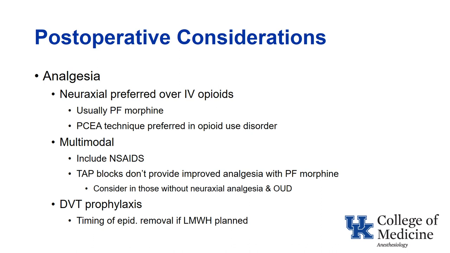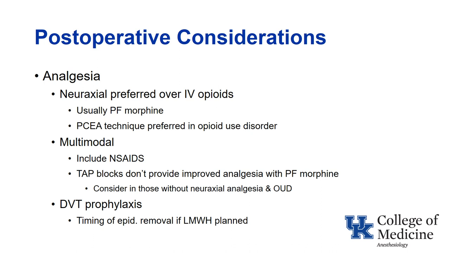Now, in addition to the use of preservative-free morphine, another important part of enhanced recovery after cesarean is the use of multimodal analgesia. So that would include both the use of NSAIDs and acetaminophen. And here at UK, our obstetricians do have standing round-the-clock orders for both Motrin and acetaminophen. Initially, I think they get one or two doses of ketorolac, and then as they're taking PO, they get round-the-clock scheduled doses of Motrin and acetaminophen, and that works very well.